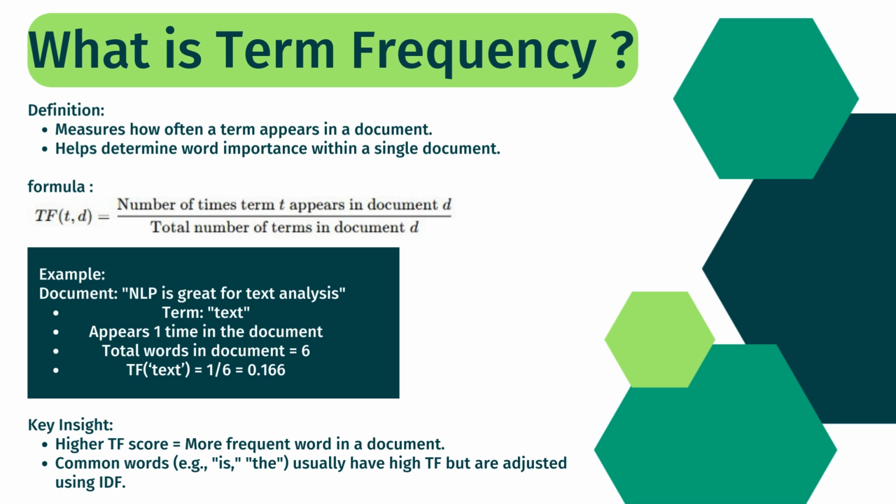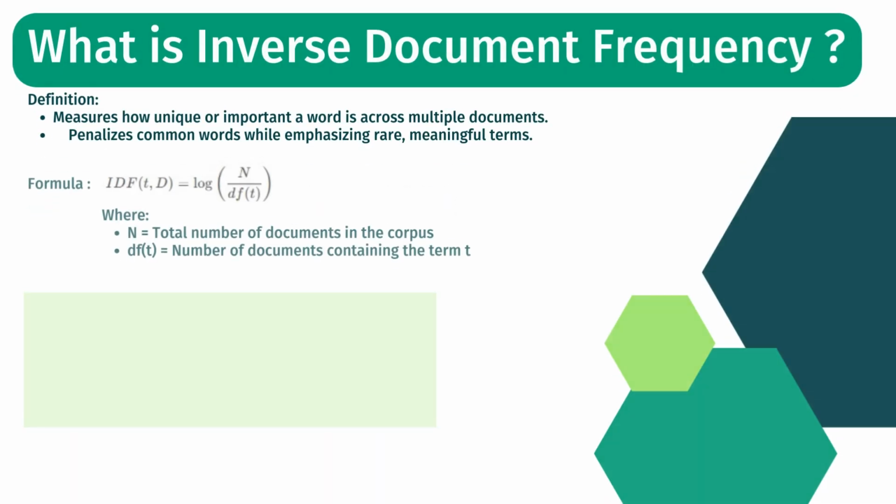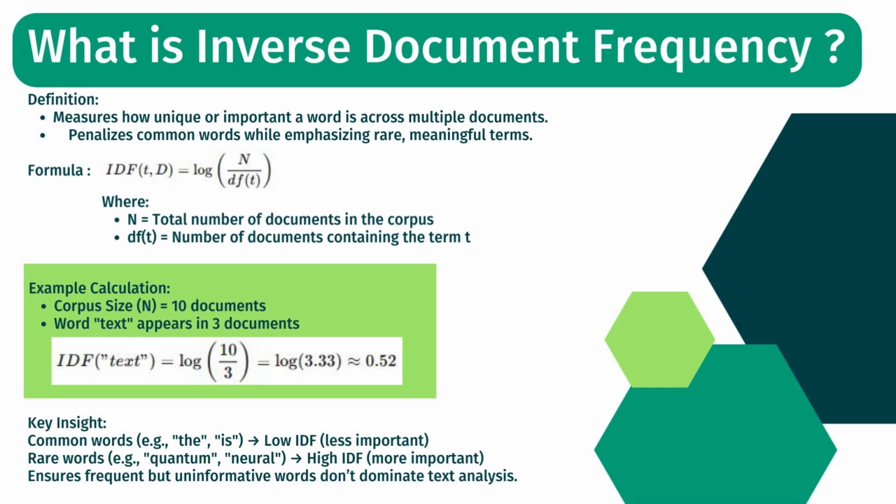Let's explore IDF next. IDF helps us determine how important or unique a word is across multiple documents. It penalizes words that appear frequently in many documents while highlighting rare and meaningful terms. The formula for IDF is the logarithm of the total number of documents divided by the number of documents that contain the word. Let's take an example.